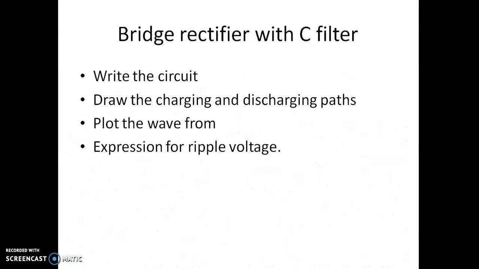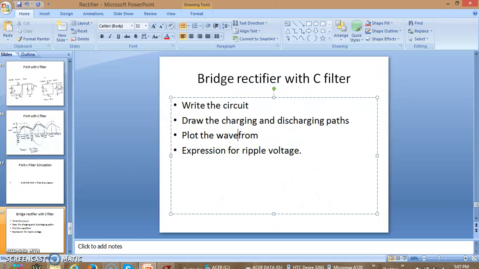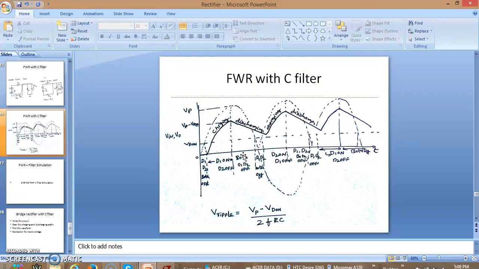And you can certainly write the waveforms. This is a single word, waveform, it's not a wave and form, so let me just correct it. So let me make it as waveform. Okay, this is a waveform, and the expression for the ripple voltage. The expression for the ripple voltage happens to be a slight difference compared to the full wave rectifier. It happens to be Vp minus 2 Vd on by 2FRC.